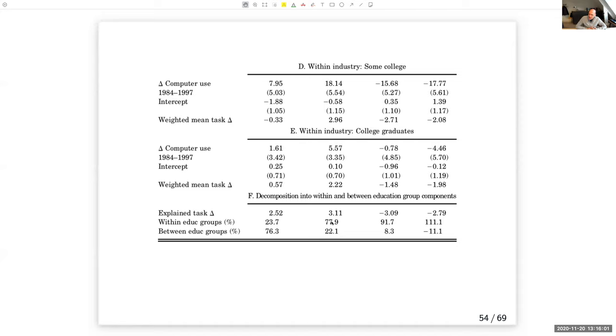What this again is saying is that the way that technology interacts with the labor market has an impact on tasks, and that's going to change what's happening even within education groups. And as we'll show later on, that's also going to be driving what's happening between education groups in the canonical model, rather than SBTC being the more fundamental force that explains the task changes that we've documented so far.